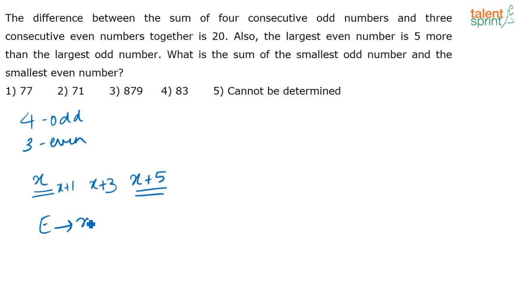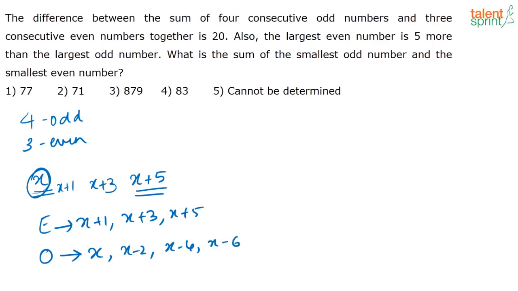Even numbers are going to be x plus 1, x plus 3, x plus 5, correct? Because I have fixed the largest odd number to be x. And now what will be my odd numbers? There are 4 consecutive odd numbers, correct? So they are going to be x, x minus 2, x minus 4 and x minus 6.